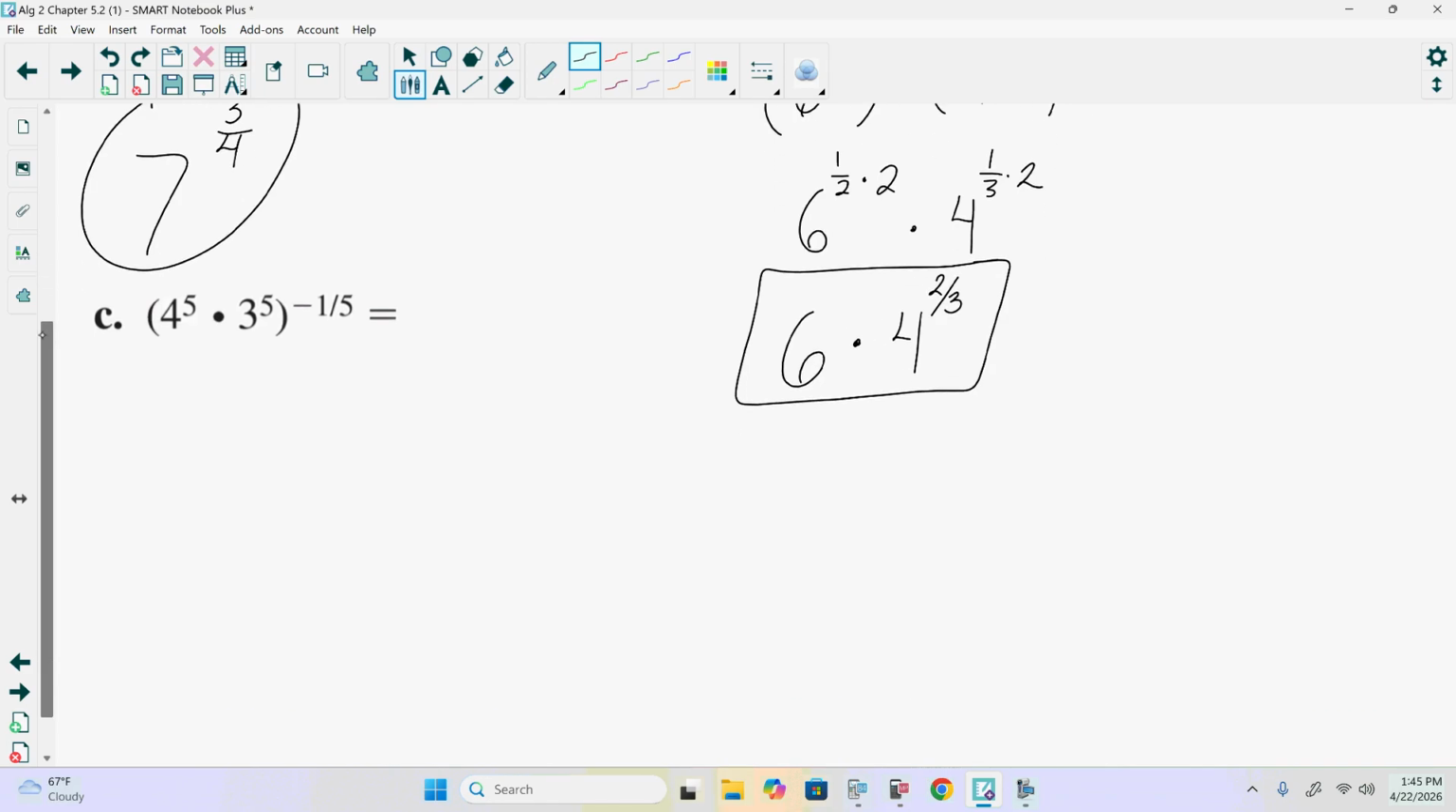Bless you. Questions on this here? Now, the order in which we apply these properties really doesn't make a big difference. It's just which ones we see, which ones we can apply. We're going to apply them in the order that we see them. Because if we look at C, 4 to the 5th times 3 to the 5th, all to the negative 1/5, we want to simplify this and rewrite it.